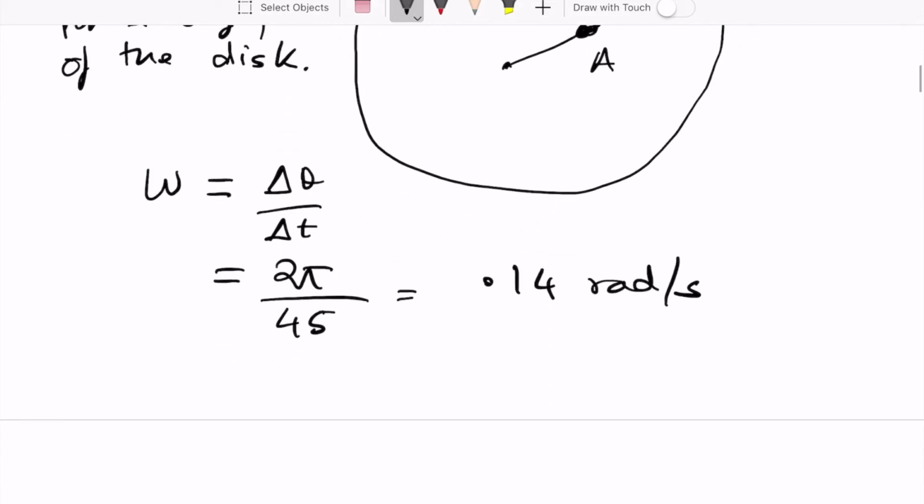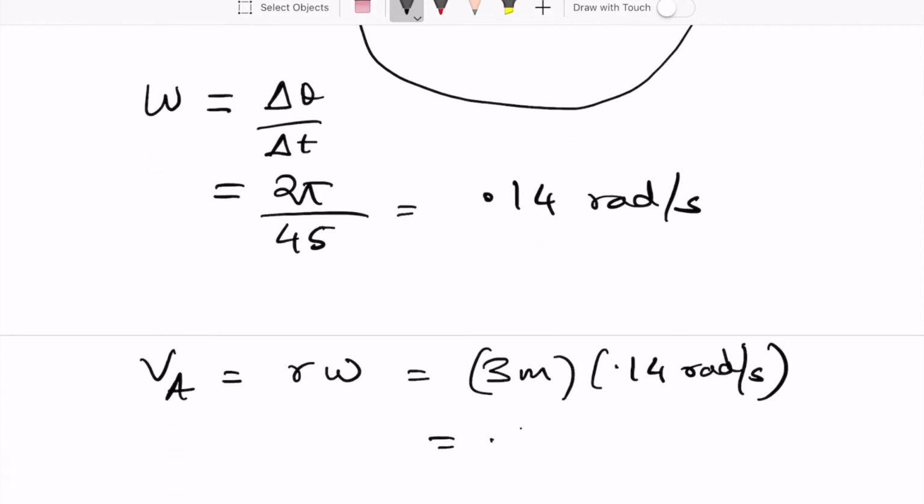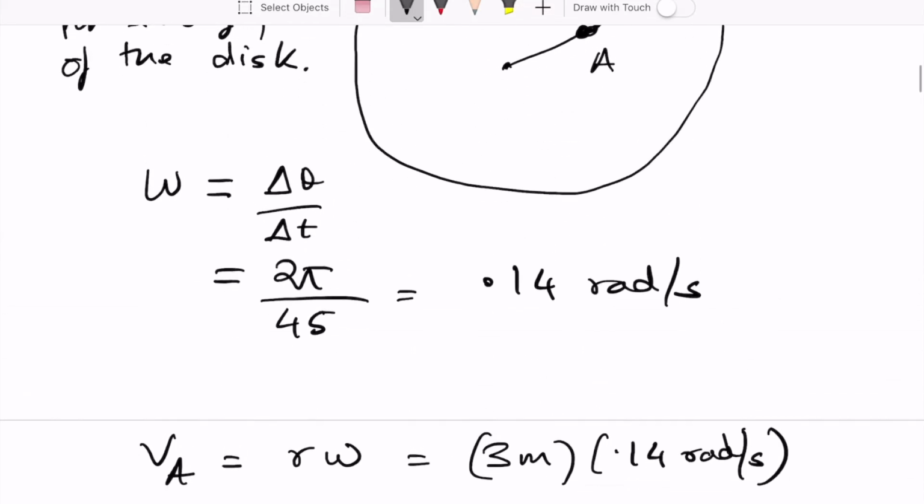So how do we find the tangential velocity of A? We just use the formula v is equal to r omega, right? So the r for A is 3 meters. Omega is 0.14 radians per second. Remember, a radian is a pure number, not any unit. So it's really 0.14 per second. If you multiply these, you get 0.42 meters per second, which is exactly the unit you would expect for a velocity or a speed. So that is the speed at which A is moving.